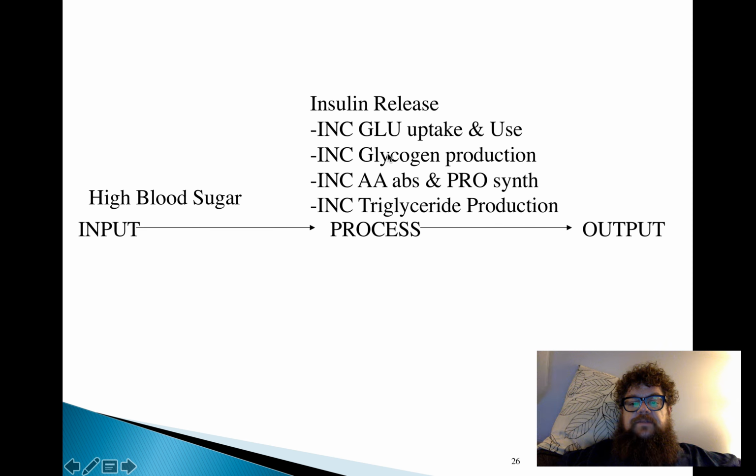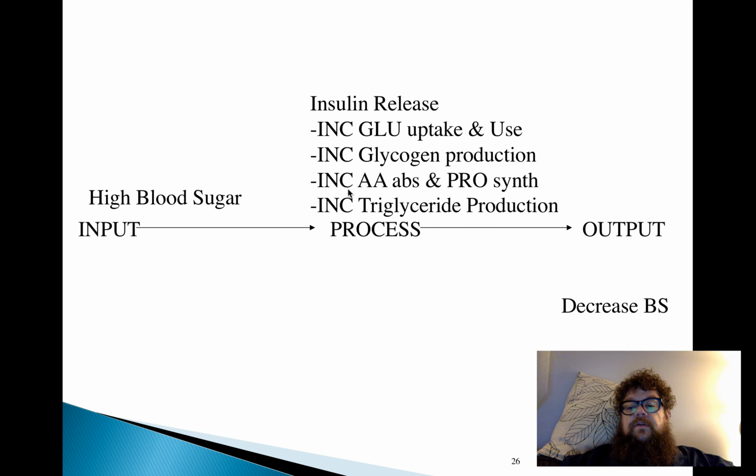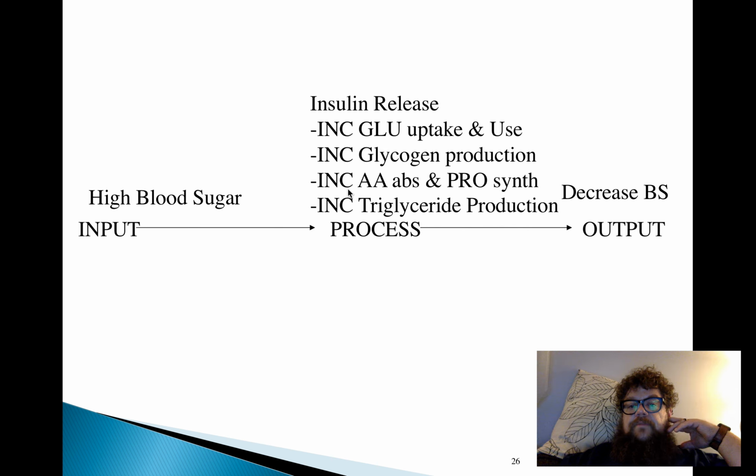When we talk about glycogen production, we see that increase occurs in skeletal muscle and in liver. Now, we did not talk about the amino acid and protein synthesis, but worth noting that it's in there. But then we see liver enzymes producing triglycerides out of that glucose when insulin is present. Net result of all of those is that blood sugar goes down.